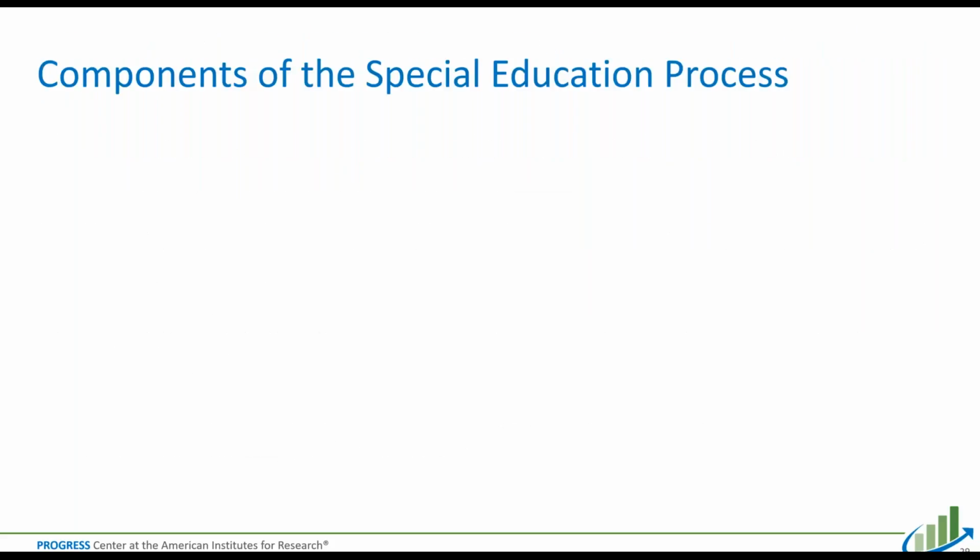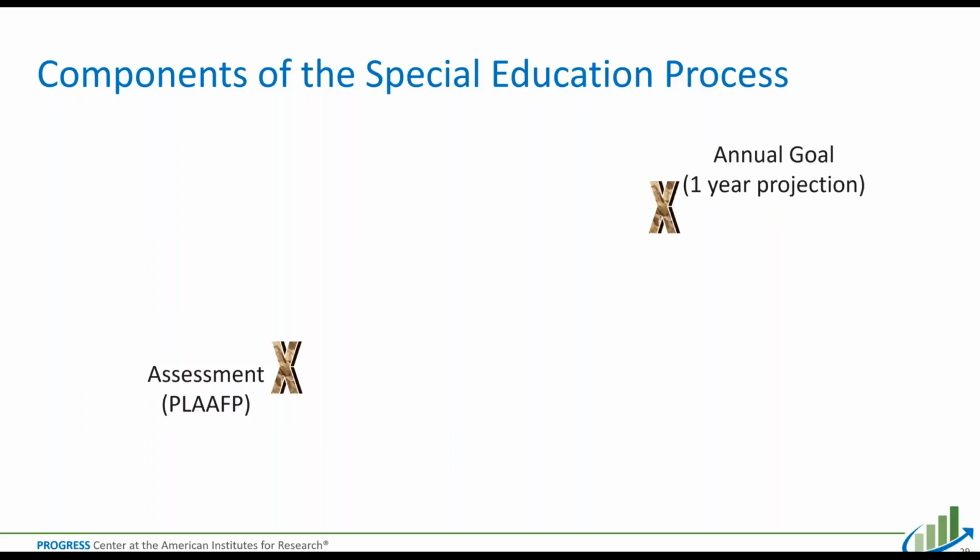Next slide, please. So what we've been talking about, what we'll be addressing in this entire time, are the components of the special education process. And of course, the special ed process begins with the assessment, and all of a child's unique needs are addressed in the present levels of academic achievement and functional performance statements. And of course, in the previous webinar, this was covered.